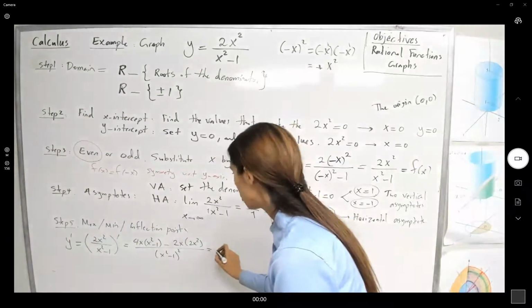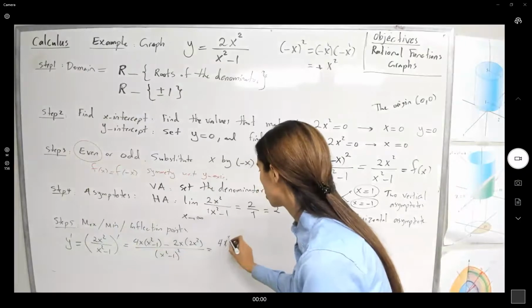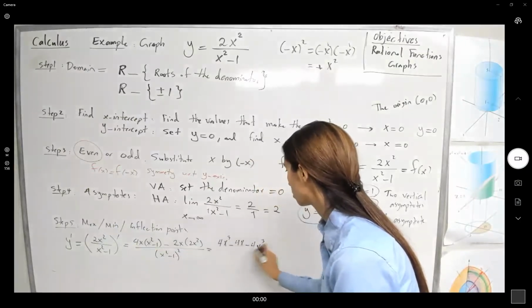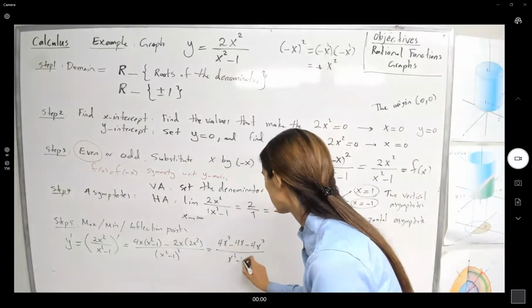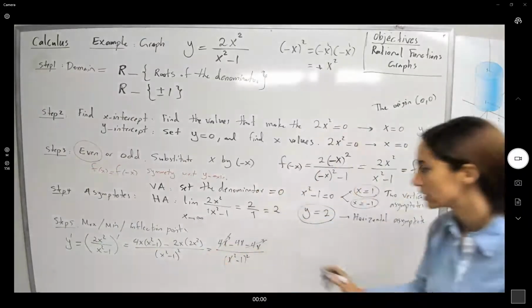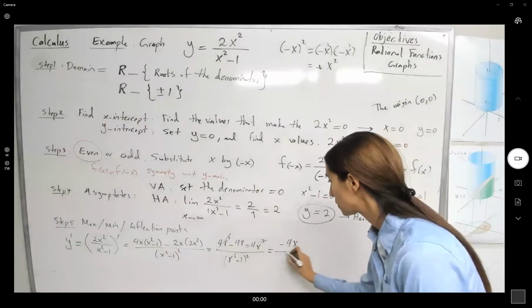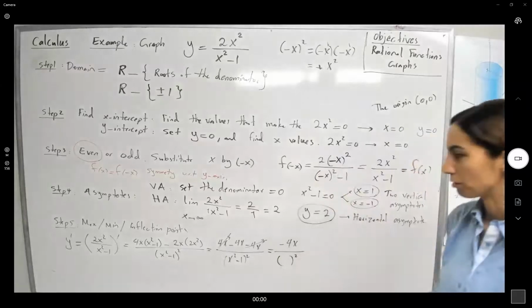So this guy is equal to, let us distribute 4x. We get 4x cubed minus 4x minus 4x cubed divided by, here we have x squared minus 1 to the second power. We can cancel out 4x cubed and 4x cubed. What's left, guys, is negative 4x divided by a quantity raised to the second power.